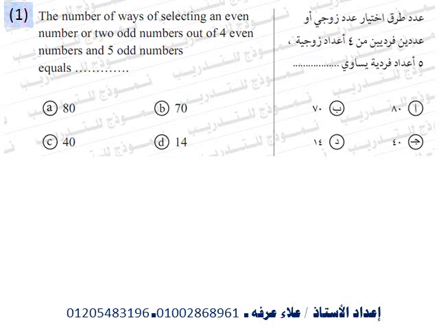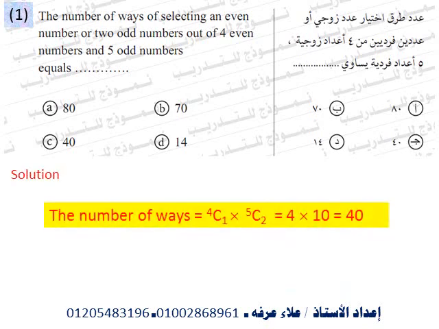The first question: the number of ways of selecting an even number or two numbers out of 4 even numbers and 5 odd numbers equals... the number of ways equals 4C1 multiply 5C2 equals 4 multiply 10 equals 40.